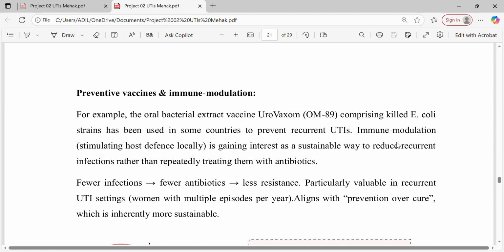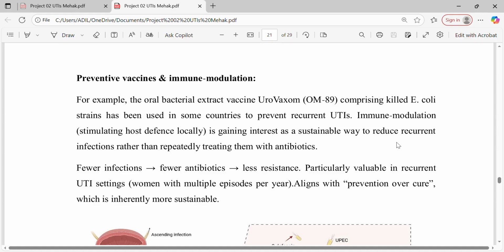Preventive vaccines and immune modulation. For example, the oral bacterial extract vaccine Uro-Vaxom OM-89, comprising killed E. coli strains, has been used in some countries to prevent recurrent UTIs. Immunomodulation stimulating host defense locally is gaining interest as a sustainable way to reduce recurrent infections rather than repeatedly treating them with antibiotics. Fewer infections, fewer antibiotics, less resistance, particularly valuable in the recurrent UTI setting. Women with multiple episodes per year align with prevention over cure, which is inherently more sustainable.